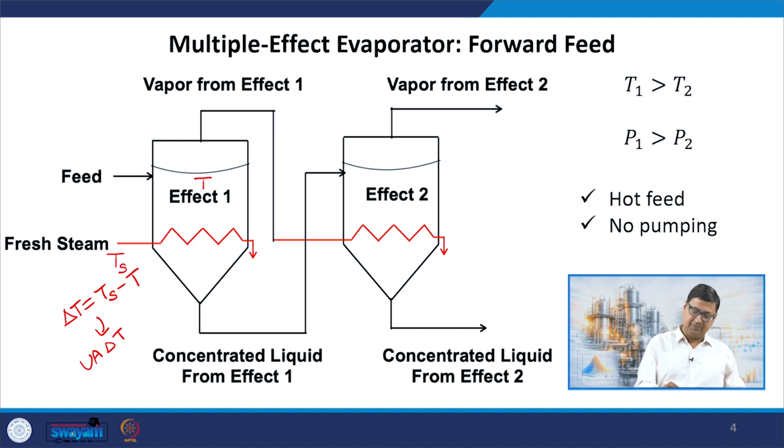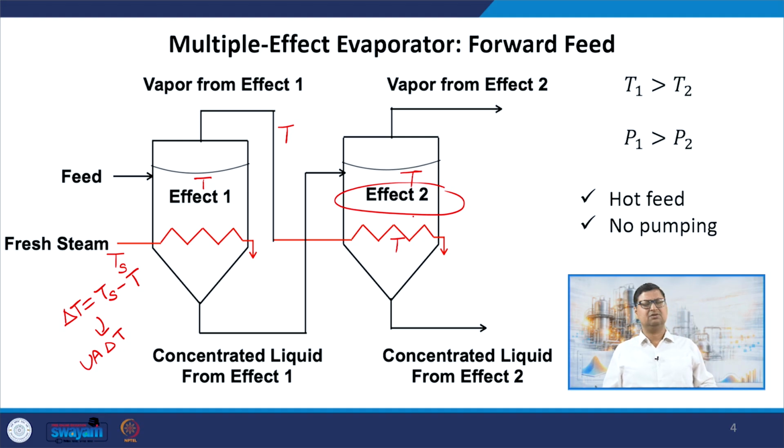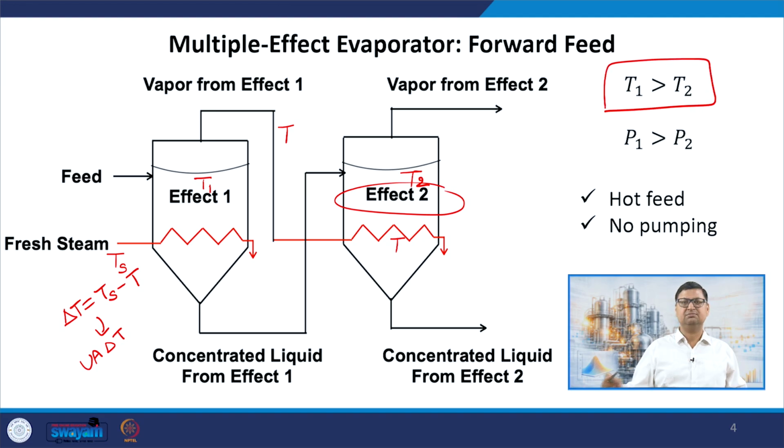But now the vapor is available at the temperature T only, right? So now let us say if the second effect is operating at the same temperature, now we don't have a delta T available with us. Let us say this temperature is some T and this temperature is also T. Now delta T is 0. So I cannot get any heat exchange by this route, right? So what I can do therefore is to operate the second effect at a lower temperature, right? So let us say this is T1 and this is T2, where T1 is higher than T2.